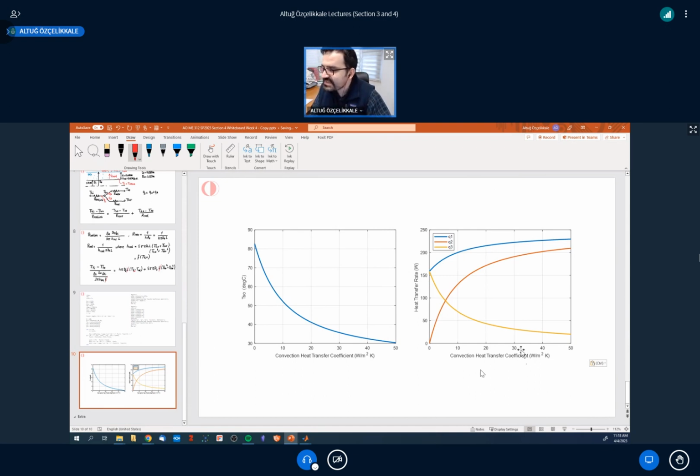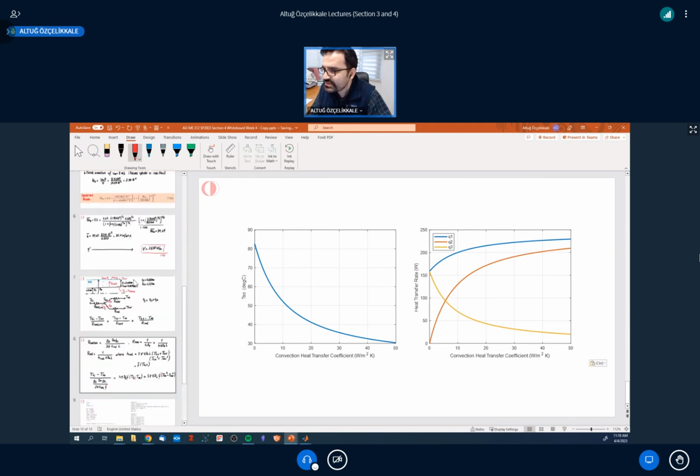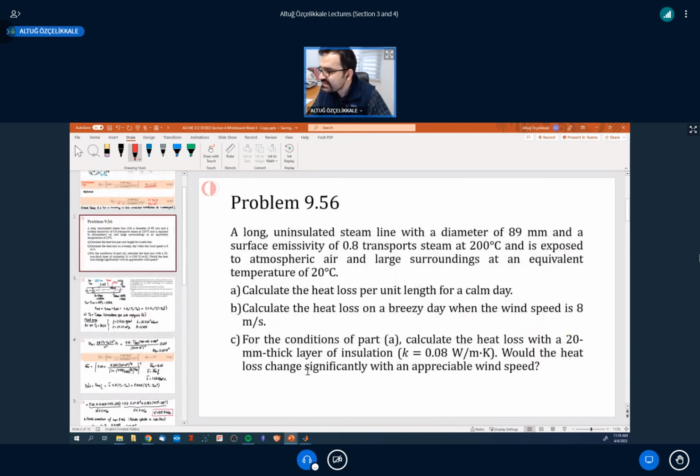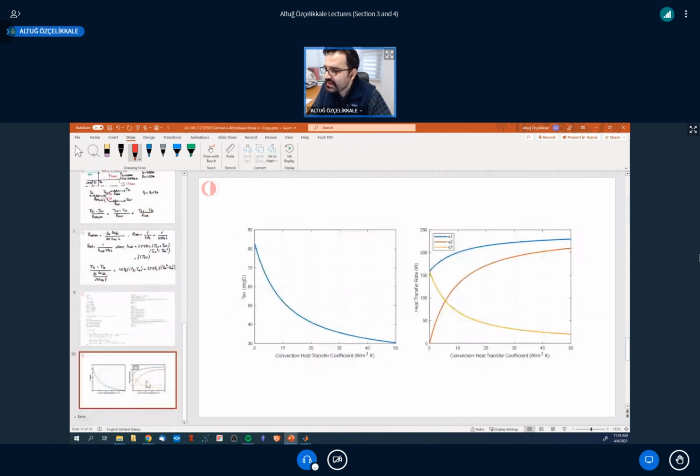The question was asking what would be the values of surface temperature. Well, it's not even asking that. It's actually asking, let me actually go back. It's asking what is the heat loss? Would the heat loss change significantly with an appreciable wind speed? So we are being asked to calculate heat loss for both conditions. I haven't done this in pen and paper, but we can infer about that.